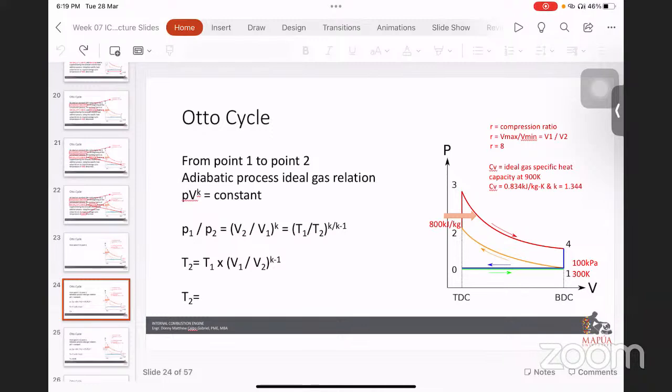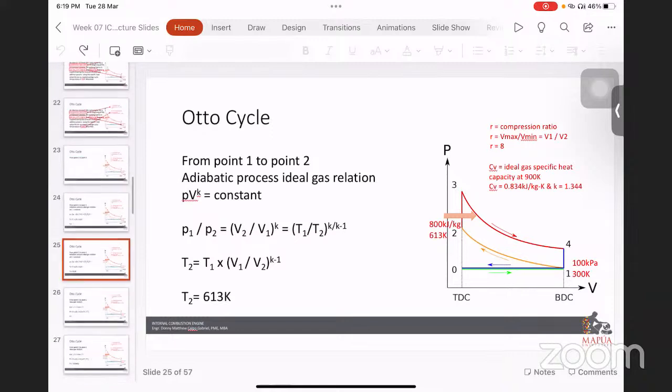Meron kang V1 over V2, yun yung compression ratio mo. Meron kang K, yun yung specific heat capacity mo. Meron ka ng T1, which is given at 300K. So using this, you'll be able to calculate roughly around 613 yung T2 mo. So meron ka ng T2.